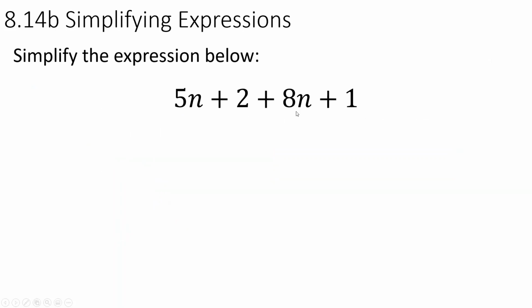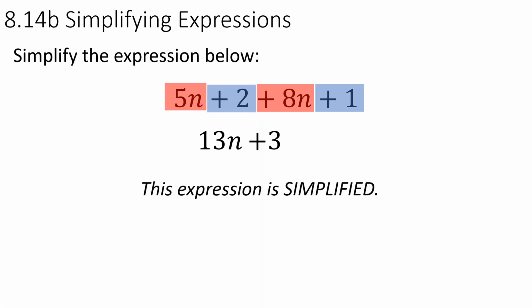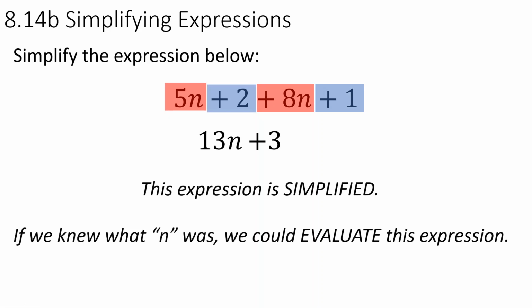Simplifying expressions, simplifying this number statement. 5n plus 2 plus 8n plus 1. We don't know what n is, so all we can do is regroup like terms. This 5n and 8n go together. We're going to get 13n. We can say 2 and 1 go together. They're both constants. You put those together, you get 3. That's all you can do with it. This is simplified. If we knew what n was, we could evaluate the expression. We'd plug in n and work it out to a single number, but we can't do that. All we can do is leave it as 13n plus 3. Moving on.